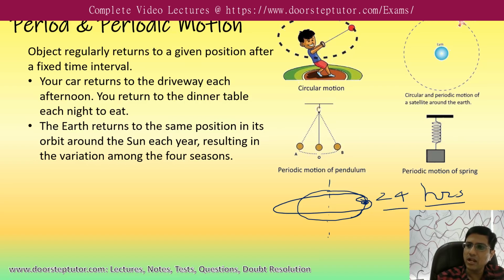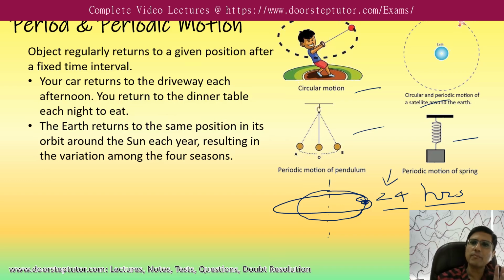This 24 hours is known as the time period of this periodic motion. The motion is periodic because it repeats after a certain fixed amount of time, and that time is known as the time period of the motion. In the case of the rotation of Earth it is 24 hours. There are several kinds of periodic motion. Several examples are given here.